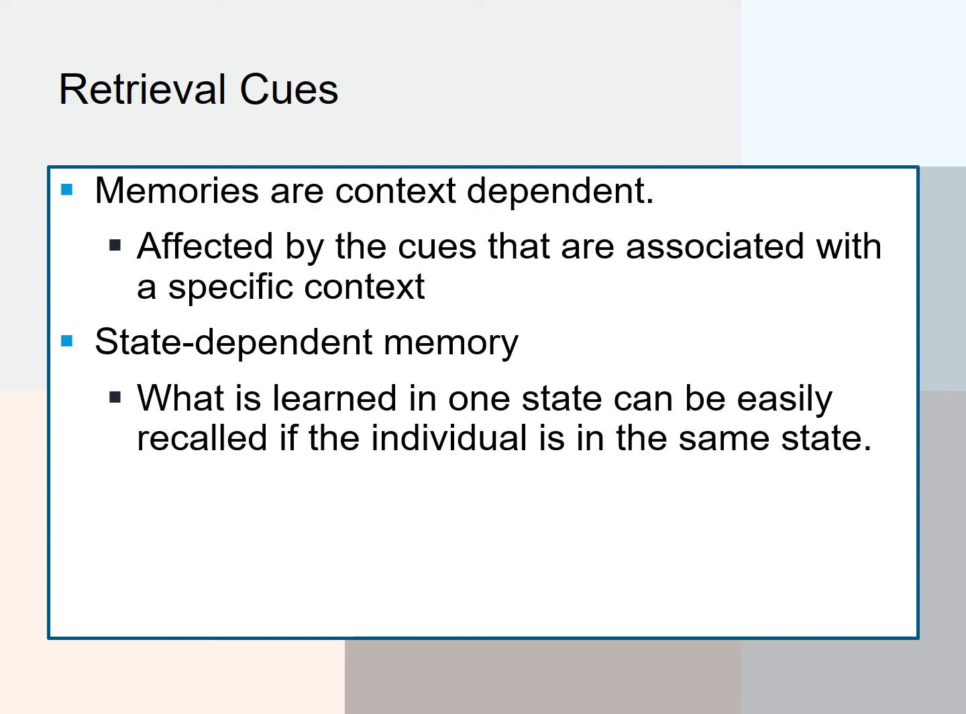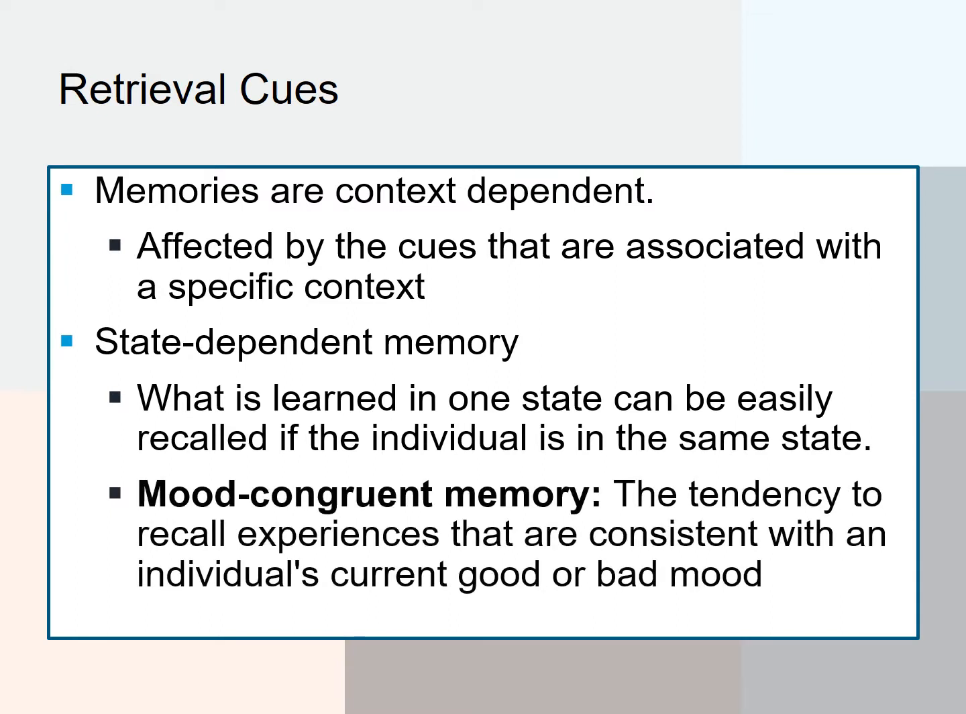The emotions associated with the memories have to be consistent. And that's what this is, mood congruent memory, the tendency to recall experiences that are consistent with an individual's current good or bad mood.